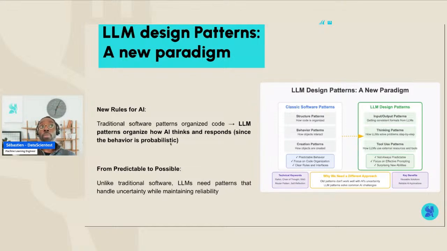So we are moving from basically predictable, the classic software pattern, to possible, because we are talking about probability here. So it is really challenging to have the exact, I would say, even behavior or answer. We will try to minimize this, but there will always be some minor changes, even if the general idea or the general methodology remains the same.